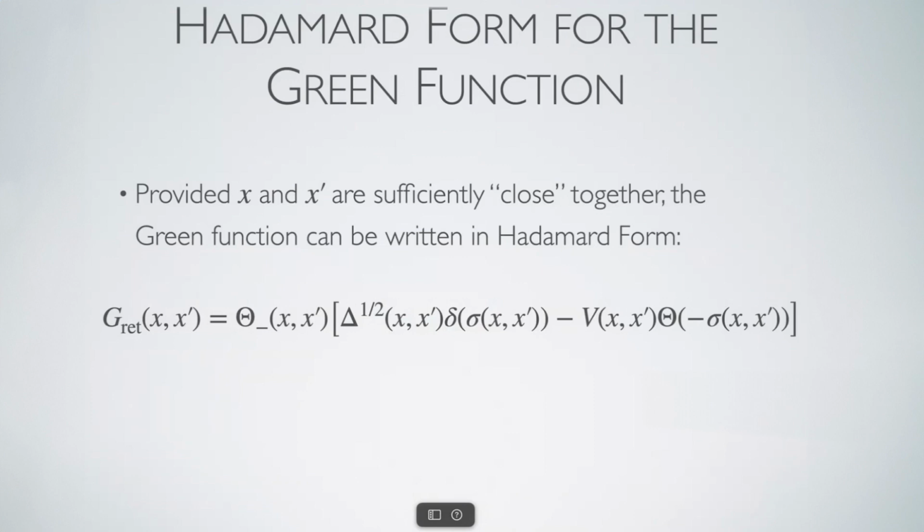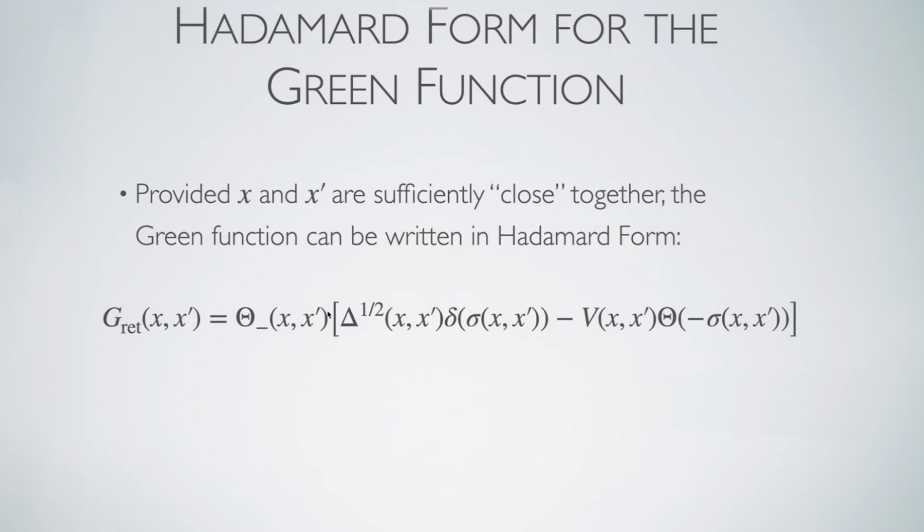In fact, there's one very nice way to do it, which is that if the points x and x primed are close enough together, I won't define precisely what that means, but essentially if there's a unique geodesic connecting them, then we can write it in this Hadamard form, where it's a combination of two pieces.